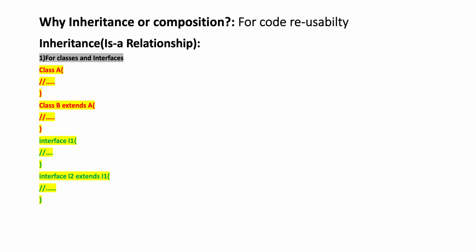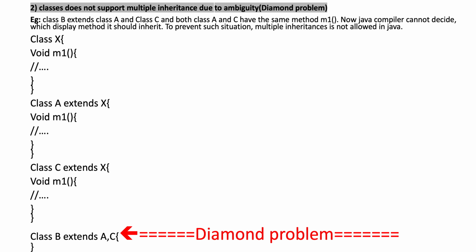Similarly, inheritance can be applied to interfaces. For example, there are two interfaces, interface I1 and I2, and if I want to extend I1 from I2, I make use of the extends keyword and I'll say interface I2 extends I1. So in that case, whatever is available in interface I1 will be available from interface I2, which is a child interface. That's how we make use of inheritance for classes and interfaces.